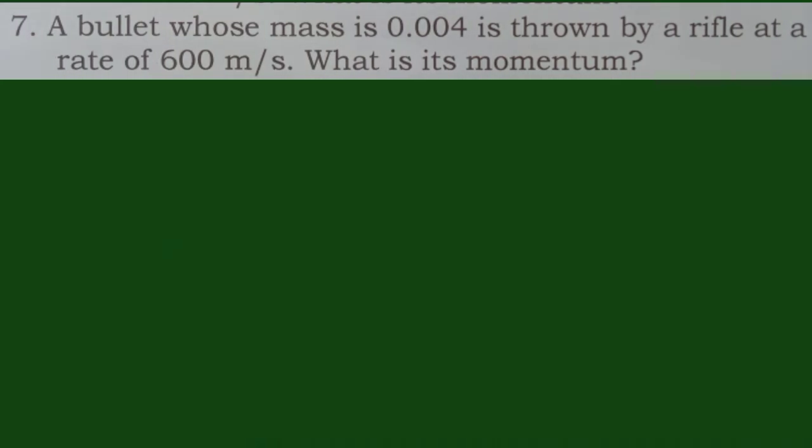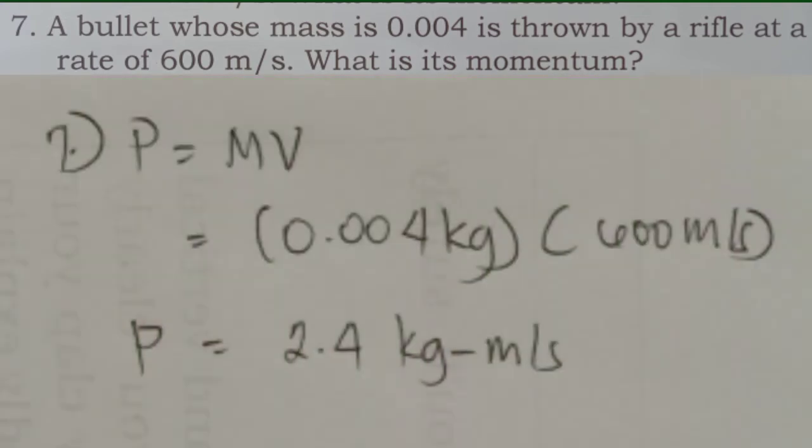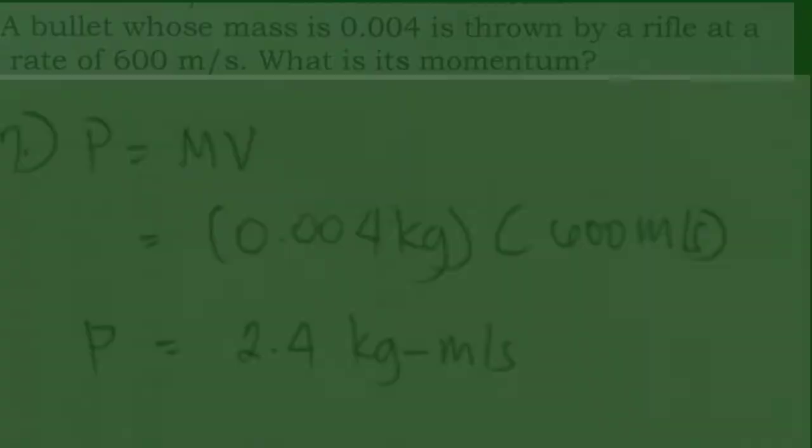Question number 7. A bullet whose mass is 0.004 is thrown by a rifle at a rate of 600 meters per second. What is its momentum? The value of mass is 0.004 kilograms and the value of velocity is 600 meters per second. So again, we are going to multiply the two given numbers. 0.004 kilograms multiplied by 600 meters per second. So the answer is 2.4 kilograms dash meter per second.